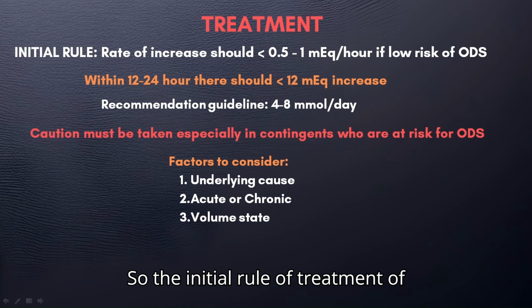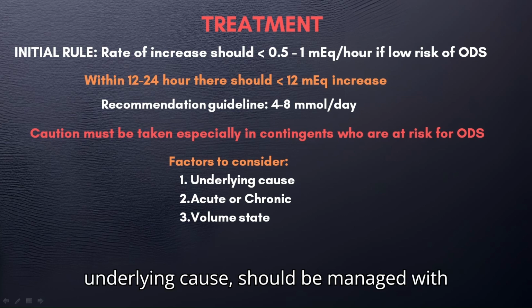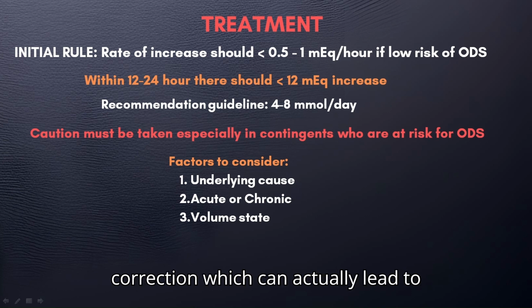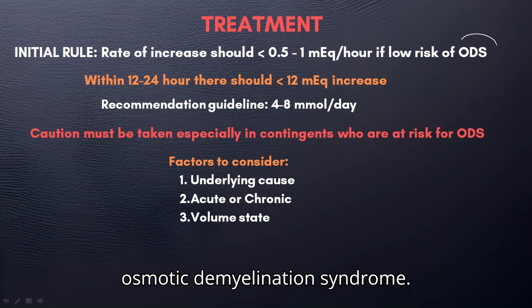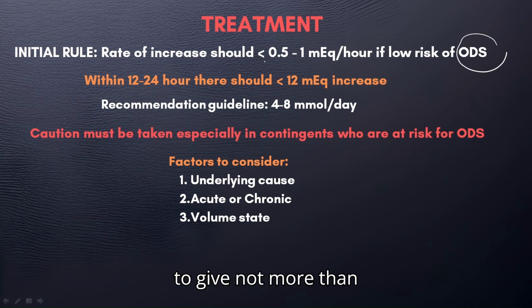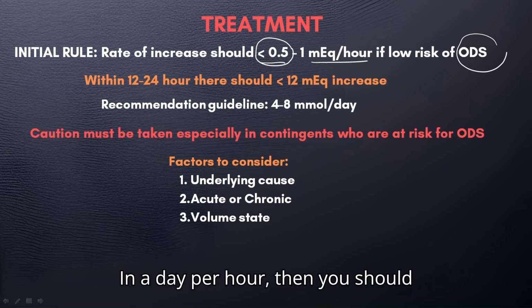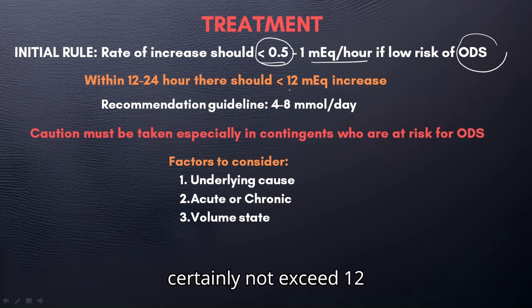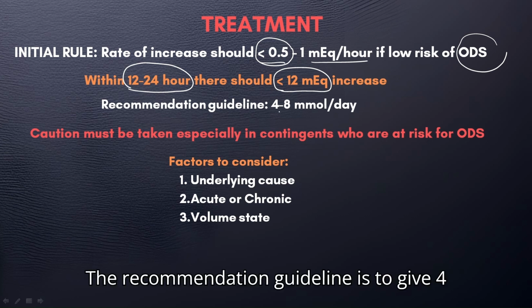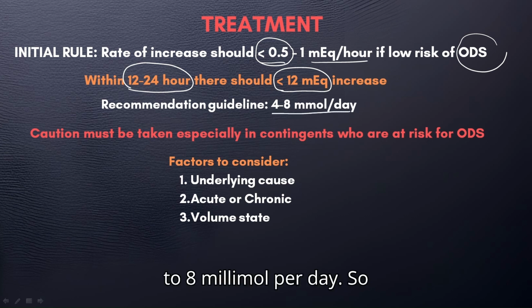So the initial rule of treatment of hyponatremia, regardless of its underlying cause, is that it should be managed with caution, and this is to avoid excessive correction, which can lead to osmotic demyelination syndrome. A safe and conservative approach is to give not more than 0.5 milliequivalents per hour. In other words, you should certainly not exceed 12 milliequivalents within the 12 to 24 hour period. The recommended guideline is to give 4 to 8 millimoles per day.